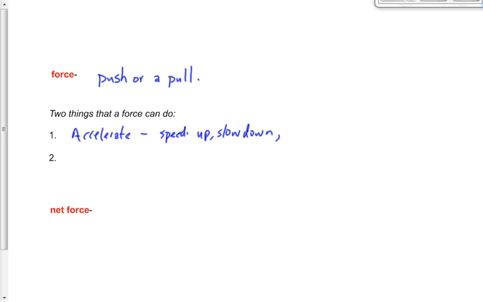It can cause the object to start or stop, which is kind of like speeding up and slowing down, I suppose. But it can also cause the object to change direction. Even if an object goes at a constant speed around a turn, it's still accelerating. Think about that for a second. Doesn't seem to make sense on the surface. A car is going around a turn at 100 kilometers per hour, not speeding up, not slowing down. How can it possibly be accelerating as it goes around the turn at a constant speed?